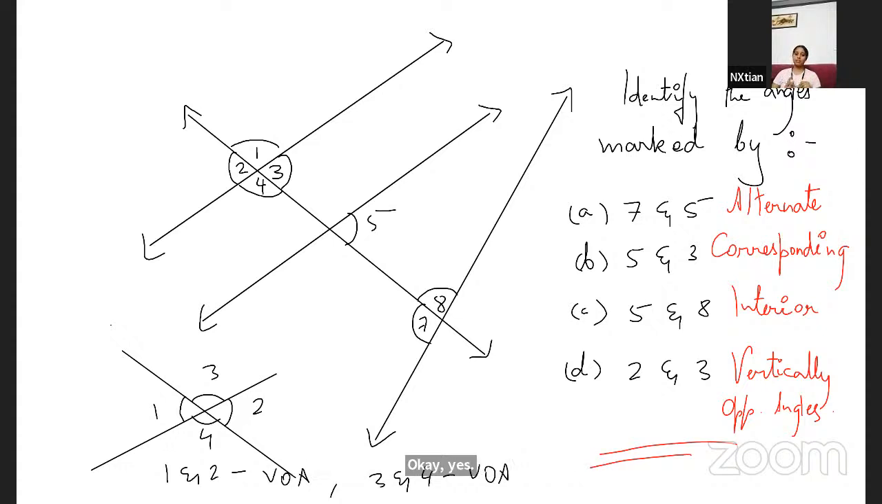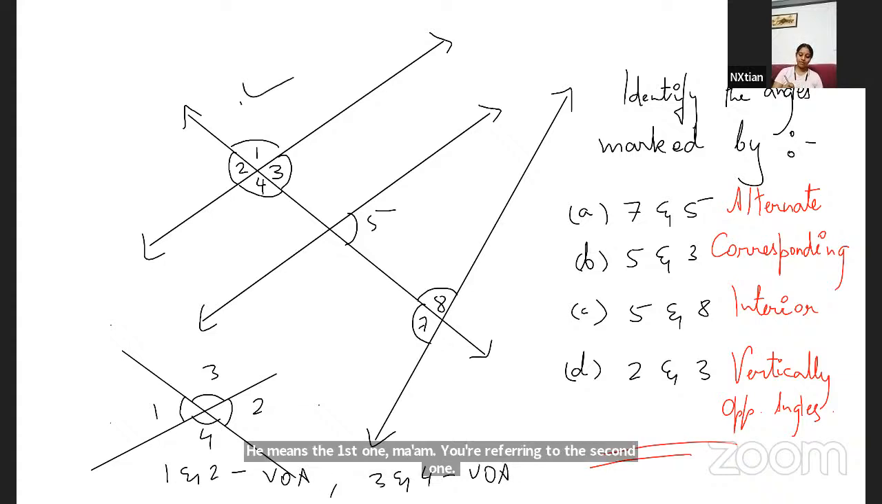Okay, Simya? Ma'am, 1 and 4. Ma'am, 1 and 4 are vertically opposite. I think he means the one above, the top one, the first one. You're referring to the second one. Yeah, the one which you asked us to identify the angle. Yeah, I meant the top one.